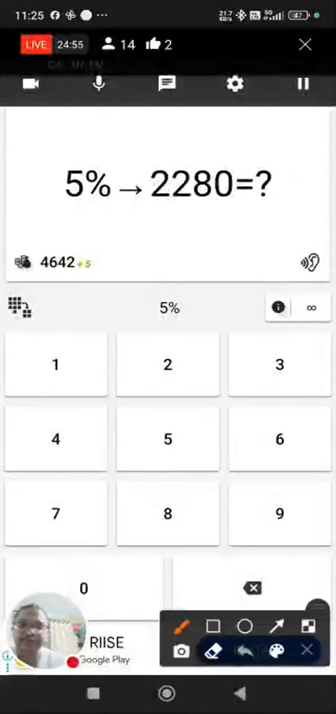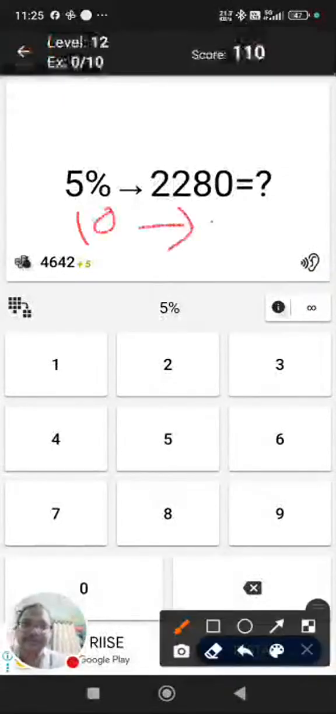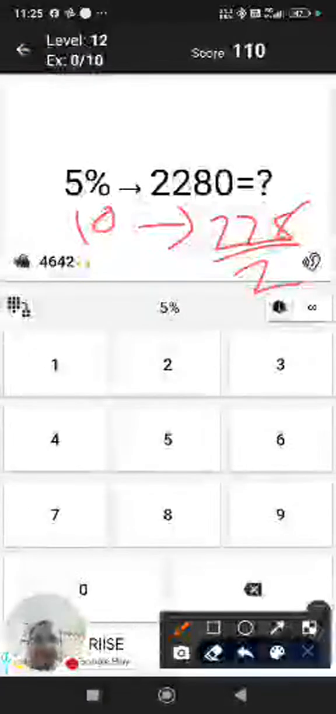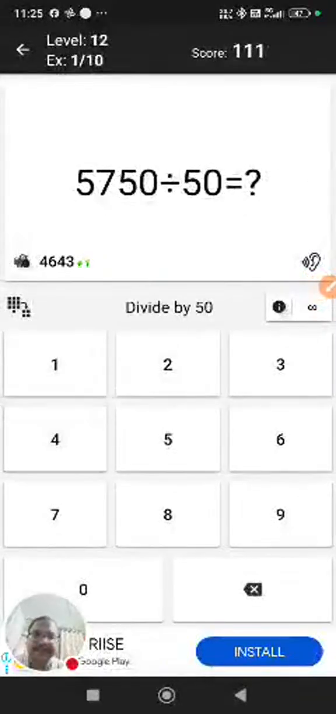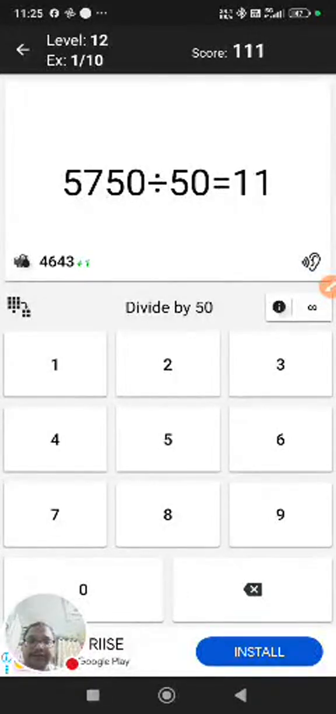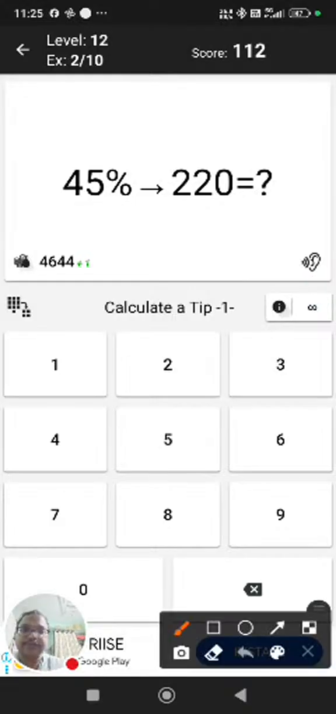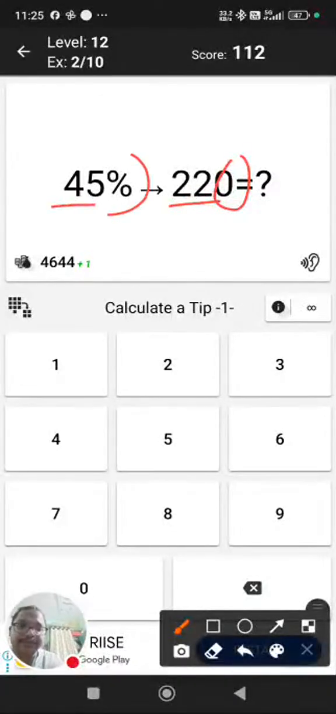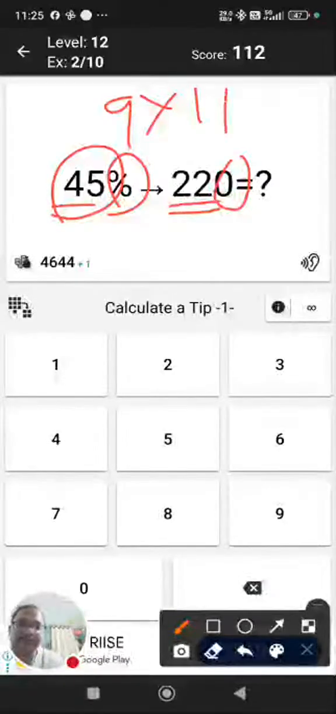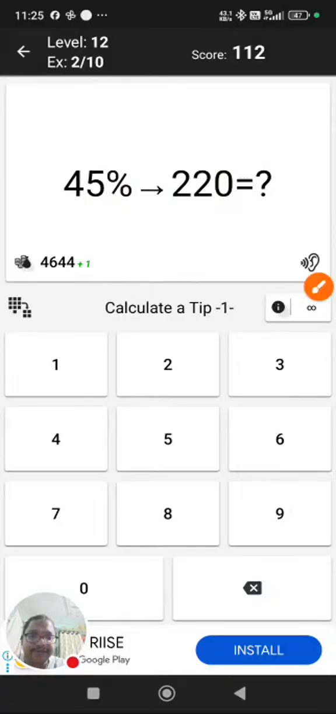5 percentage, so 10 percentage value will be 228. We need 5 percentage, means divided by 2, which will be 114. Next 0 0 cancel. Here what we do is, if we see a single zero and a 2 multiple, a 5 multiple and a percentage, then we take a 5 multiple, which is 5 9 times, here 2 11 times. Answer will be 9 into 11, which is 99.